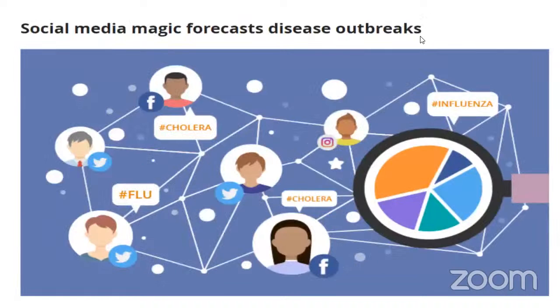Social media magic: forecasting disease outbreaks. This is another typical example. Earlier, predicting disease outbreaks used to take 4 weeks, because of the onset of the disease and then the collection of data from the primary health centers and secondary health centers, and the collation of this data through even high-speed internet networks.